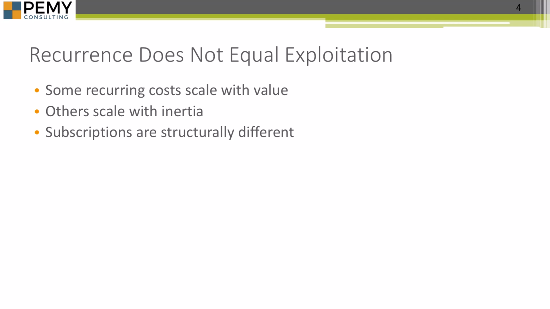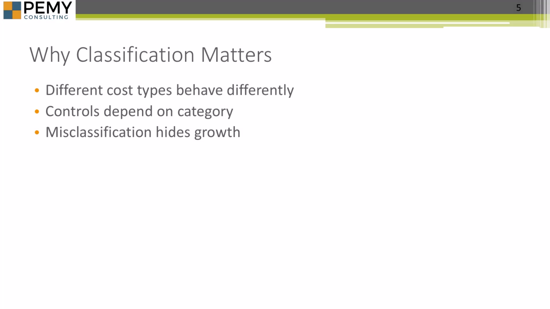Some recurring costs scale with delivered value, while others scale with friction, defaults, and inattention. Subscriptions are structurally different because they are designed to persist unless actively removed, which makes them uniquely prone to silent cost growth. Because these cost types behave differently, they require different oversight mechanisms. When subscriptions are misclassified as ordinary operating expenses, their growth becomes invisible. Classification is what allows us to see which costs will self-correct and which will not.